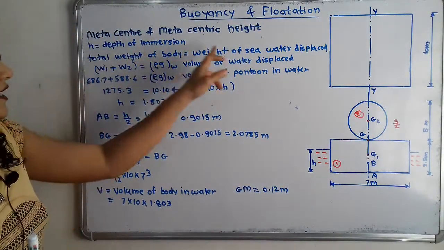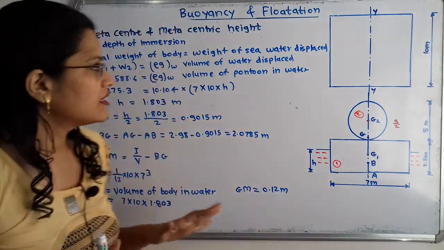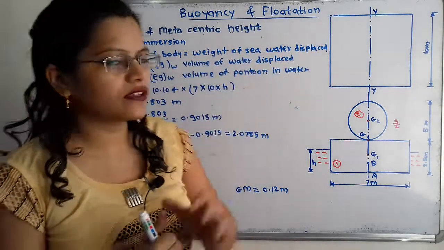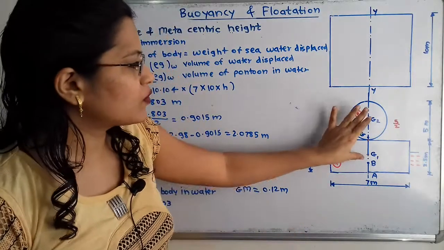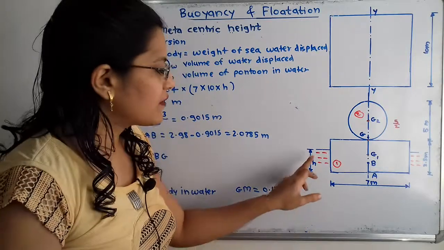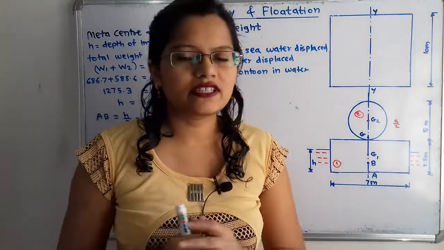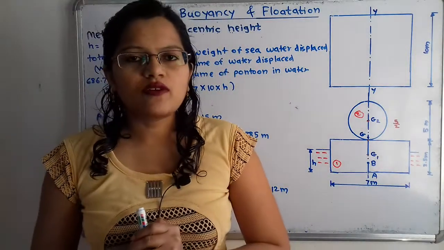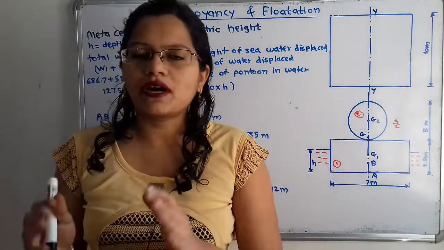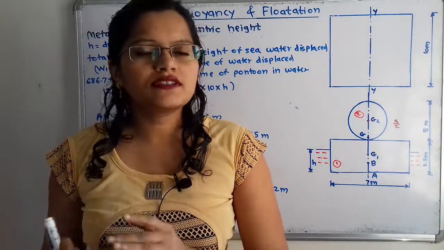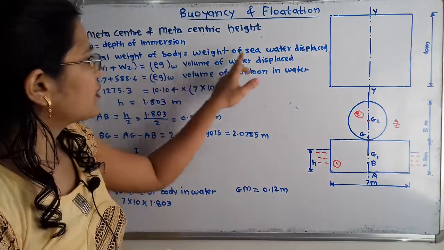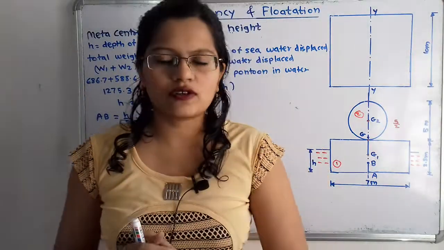We have to write one equation: total weight of body is equal to weight of seawater displaced. That means on the left hand side, total weight of body, and that is equal to weight of seawater displaced. So what is the weight of the body? That is the weight of body part 1 plus weight of body part 2, that is W1 plus W2, and that is given in the question. Now on the right hand side we have to write the weight of seawater displaced.